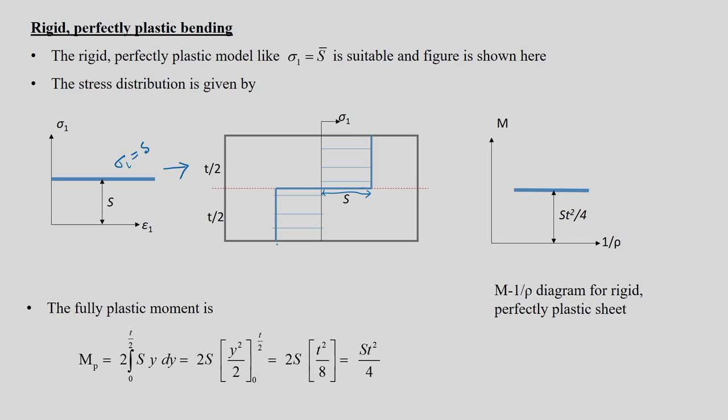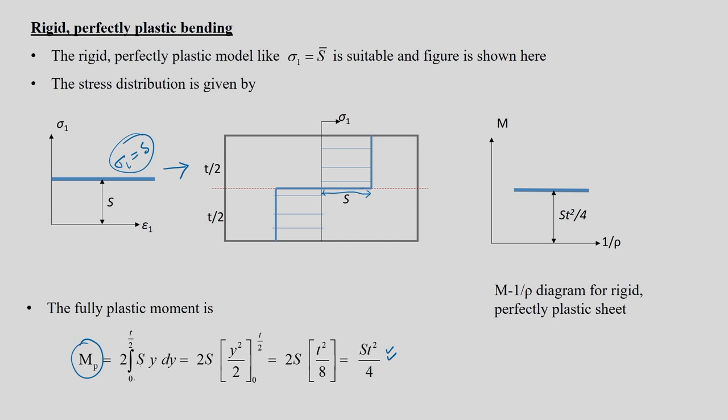Now the point here is, since there is no elastic part, the moment itself is the fully plastic moment. Like in the previous case we said M e, here we are going to call it M p, which is nothing but the fully plastic moment, because it is rigid perfectly plastic, so there is no elastic part. Directly we will write M p, which is given by 2 into integral 0 to t by 2 of sigma 1 y dy, where sigma 1 is nothing but s. So, I am going to put s y dy. s is a material property, a constant, so 2s y square by 2, integrate from 0 to t by 2, put limits, and finally you will get s t square by 4.